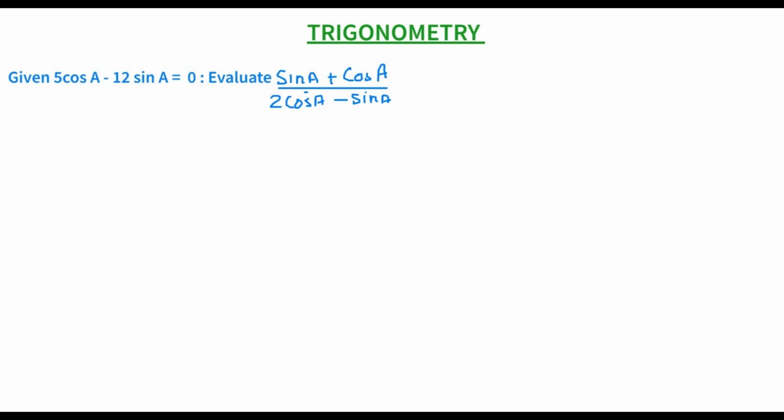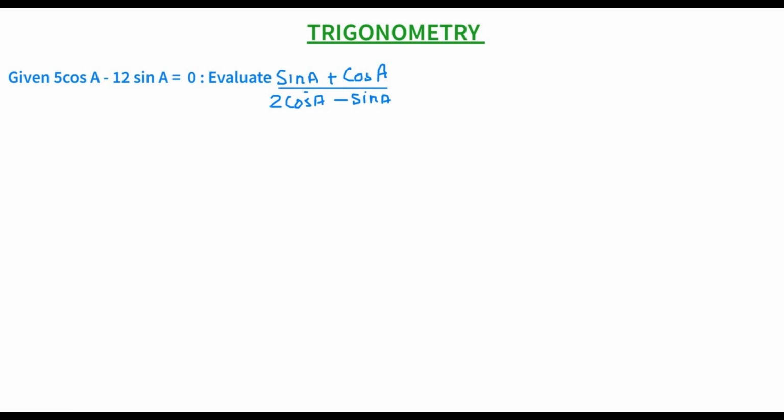So let's start the question. What is given to us? Given 5 cos A minus 12 sin A equals 0. Evaluate, evaluate means find, (sin A plus cos A) by (2 cos A minus sin A).